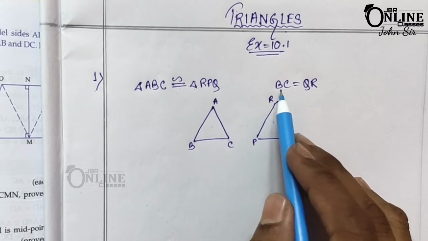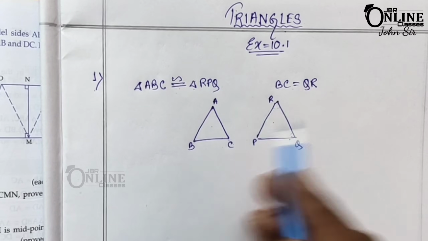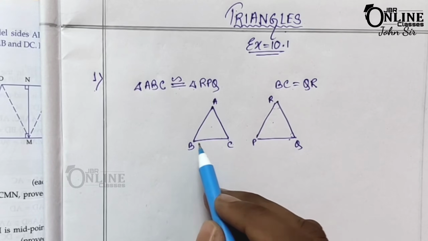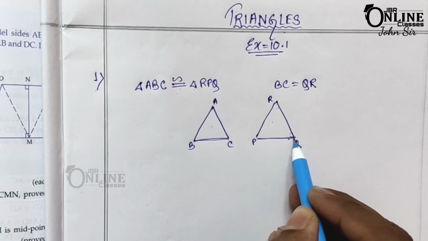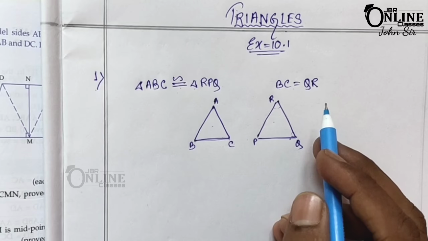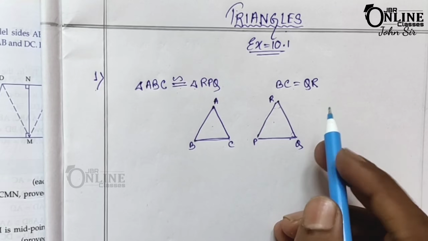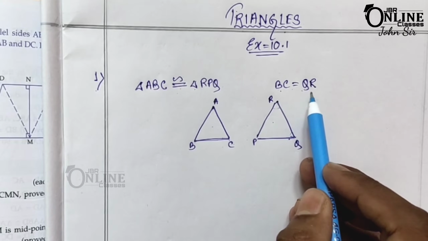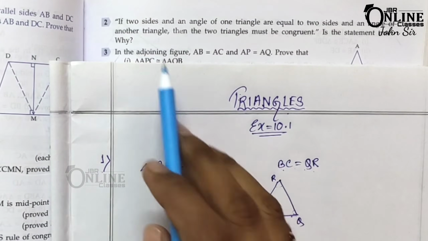But here it is given that BC equals QR, whereas according to the congruence rule BC equals PQ, not RQ. So it is not true to say that BC equals QR. Now sum number 2.